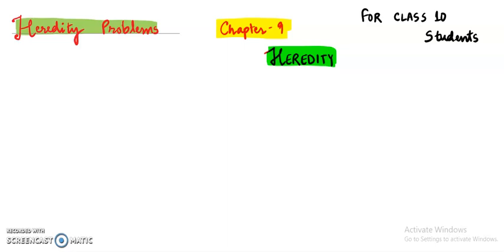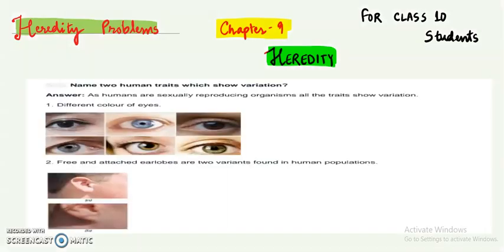This is the first question in today's class, students, and this question is asking: name any two human traits which show variation. Now variation is actually a change that is generally noticed in the offspring formed by sexual reproduction. This variation is the same phenomenon because of which we are dissimilar from our parents. Okay, so let's see what the answer is.